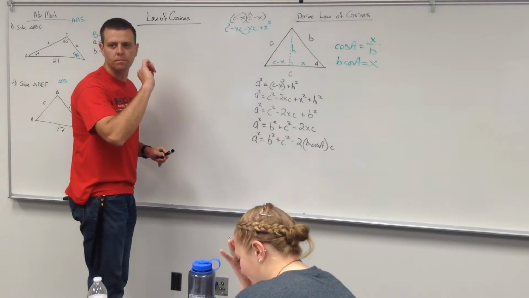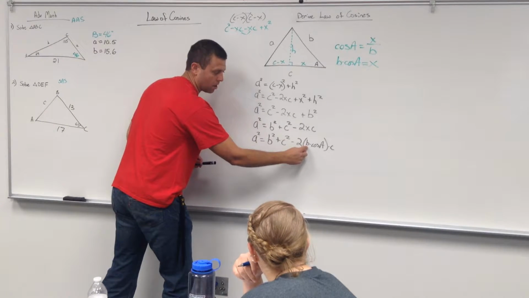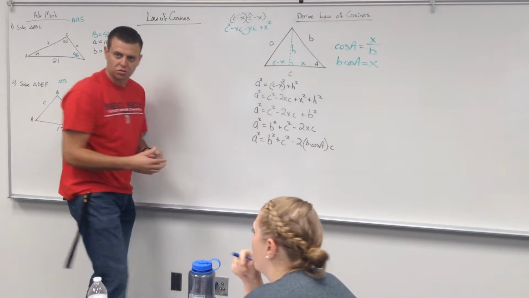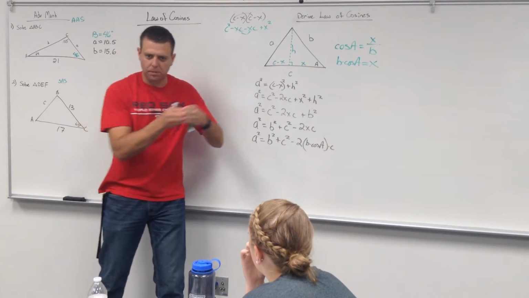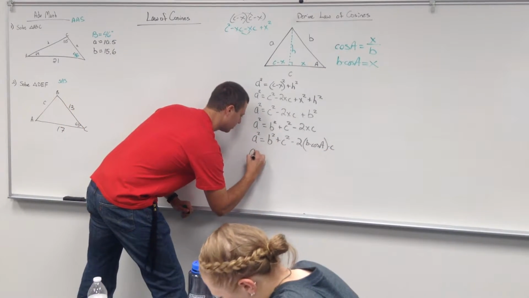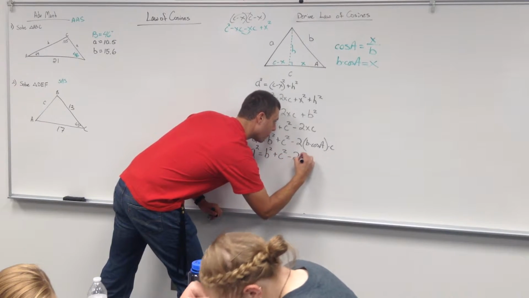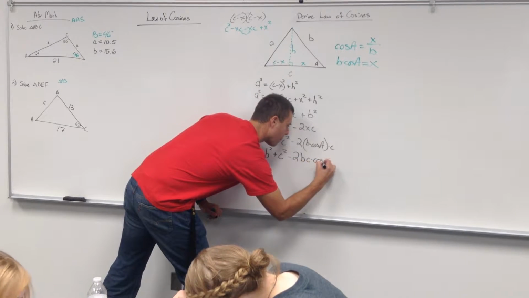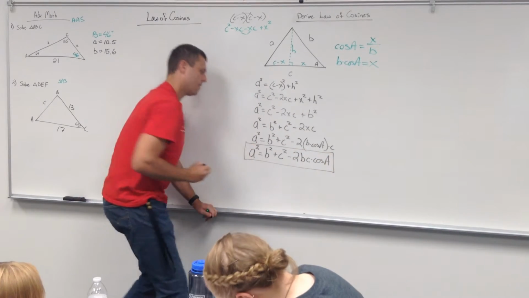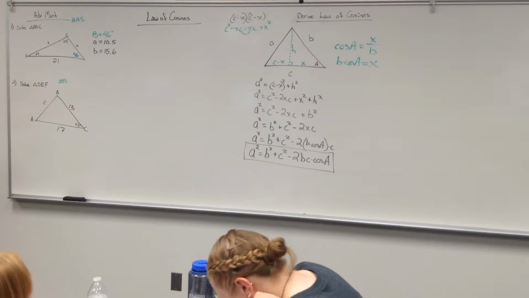Now, watch what I'm going to do here. 2 is being multiplied by b, which is being multiplied by the cosine of A, which is being multiplied by c, right? They're all being multiplied together. Does it matter the order I write things when everything's being multiplied? So I'm going to just scooch this c up just a little bit. Scooch is the technical term. That is your law of cosines, or one of the three versions.